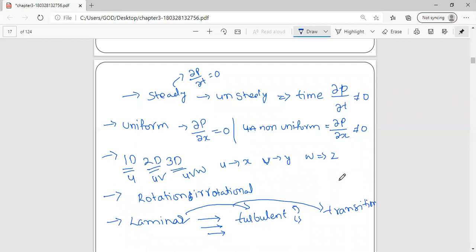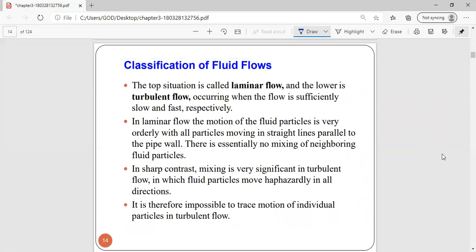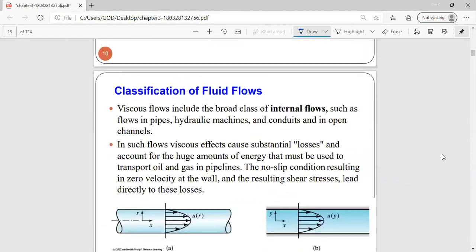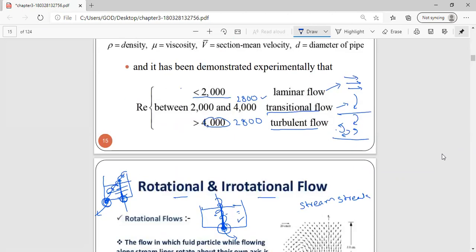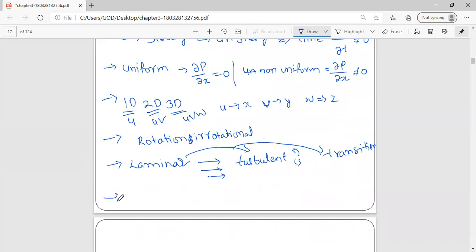Any other flows we discussed? Let me check once. One more flow is missing actually. Yes, inviscid or viscous flow. So with reference to inviscid and viscous flow, inviscid flow means there is no effect of viscosity, and viscous flow has viscosity.